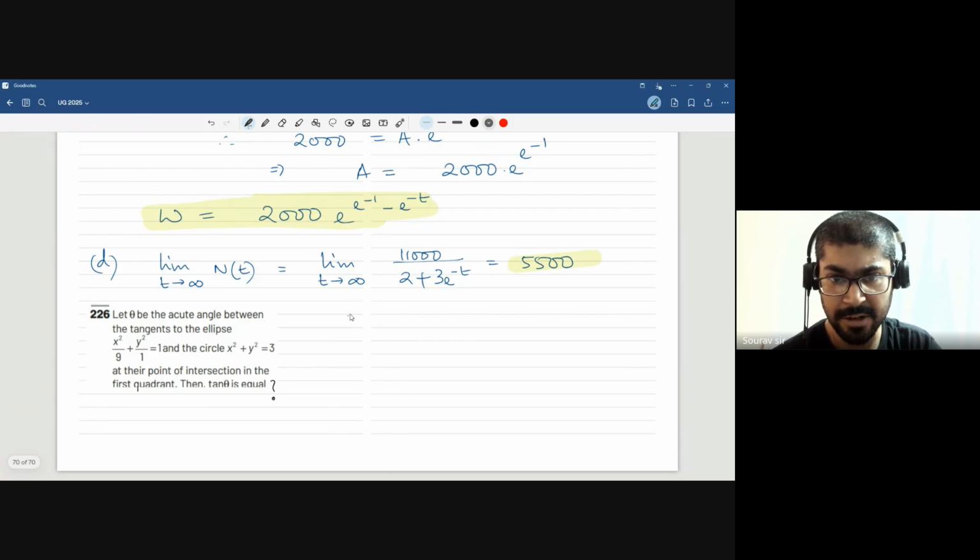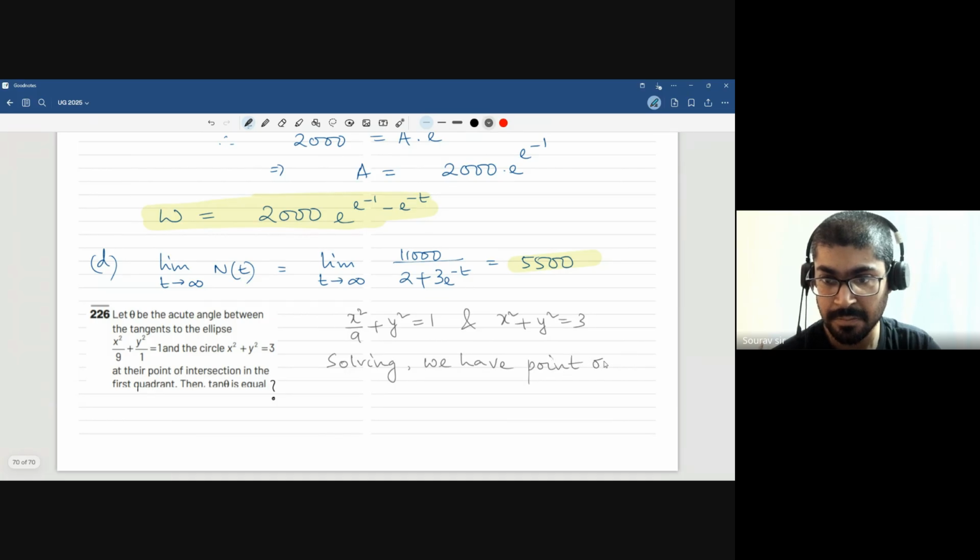So you will just have to solve this, right? So x square by 9 plus y square is equal to 1 and x square plus y square is equal to 3. Solve them. You can make y square the subject of formula. I mean, get the value of y square from here, 3 minus x square, and put it there, you will get your answer. Okay. So when you will get x and you will get y. So solving, we have point of intersection three by two comma root 3 by 2.